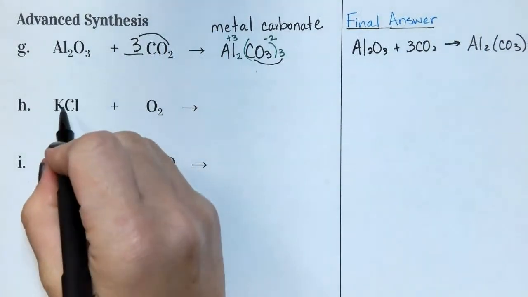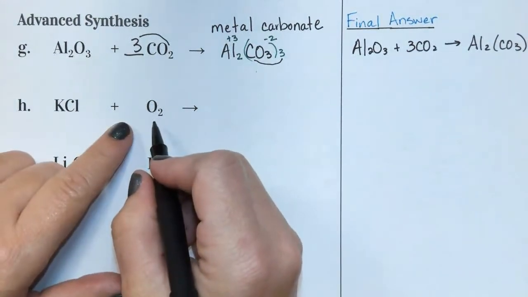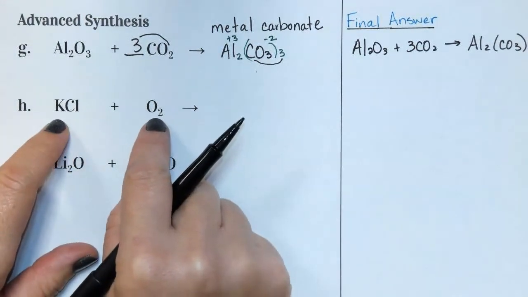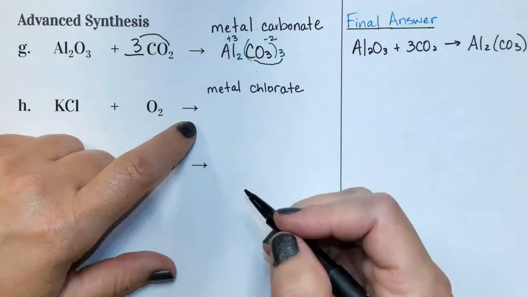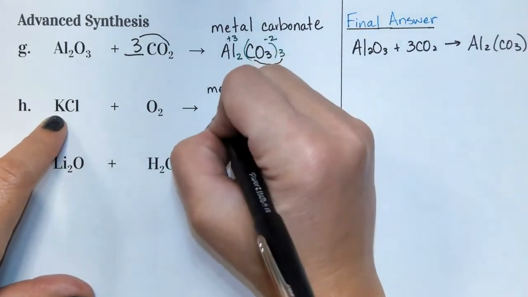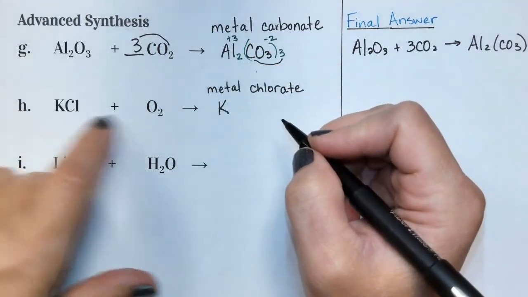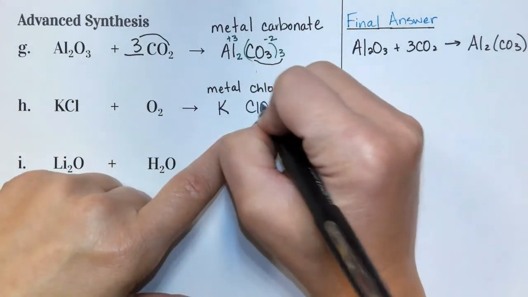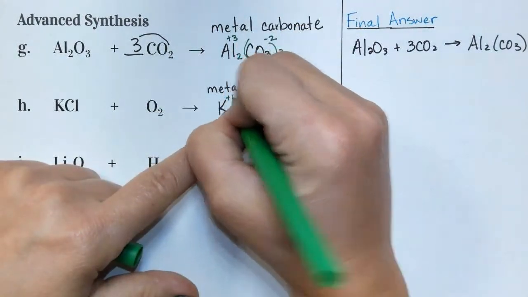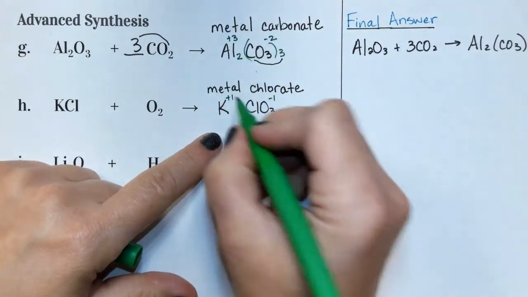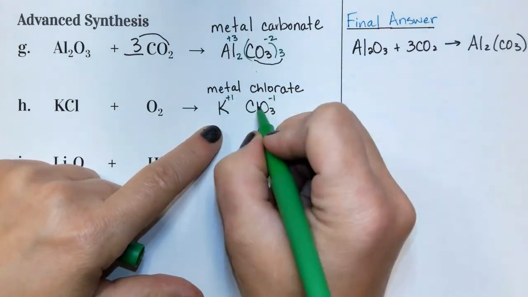Next is potassium chloride plus oxygen. So when you have a metal chloride plus oxygen, it's going to yield a metal chlorate. Our metal in this case is potassium, and then chlorate is ClO3. We have to balance the charges. Potassium has a +1, chlorate has a -1. These will cancel, so I just need 1 of each.